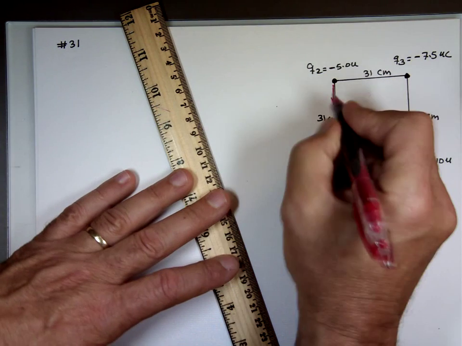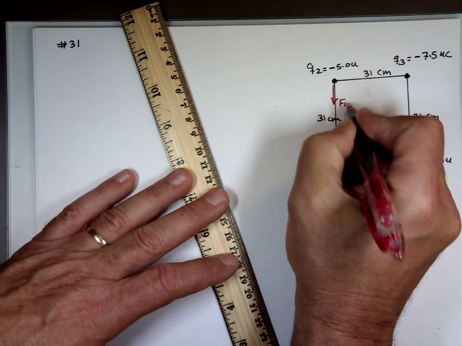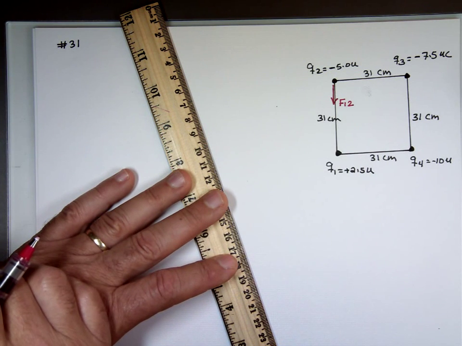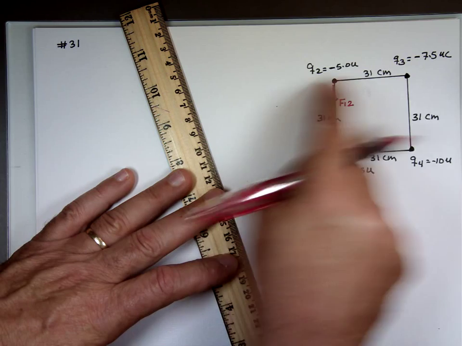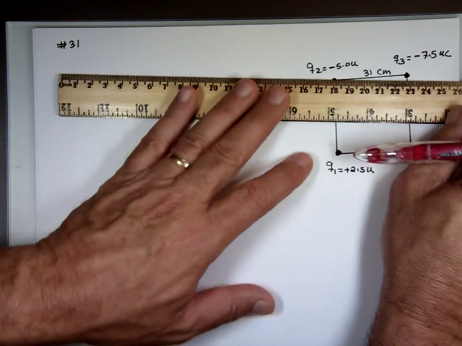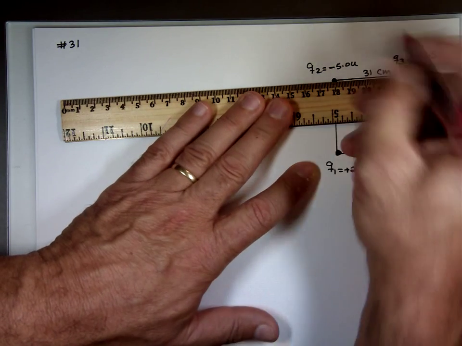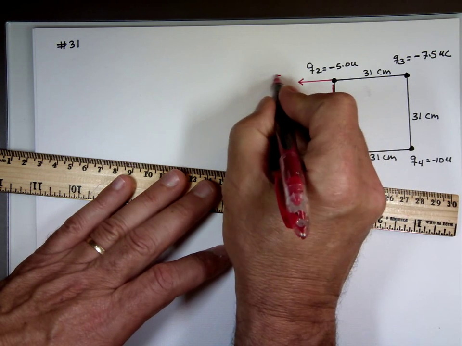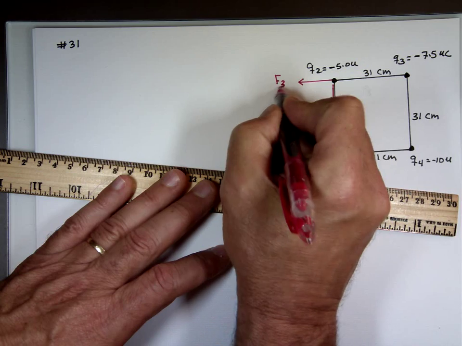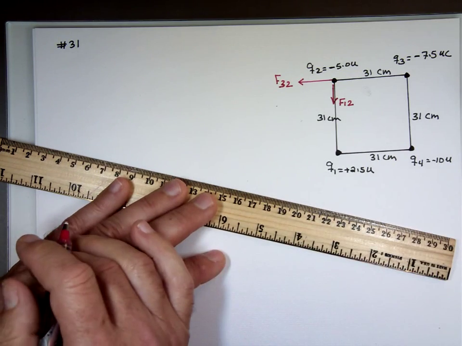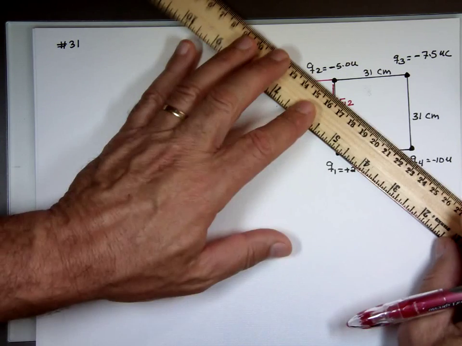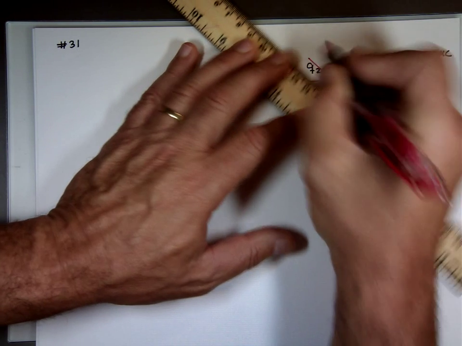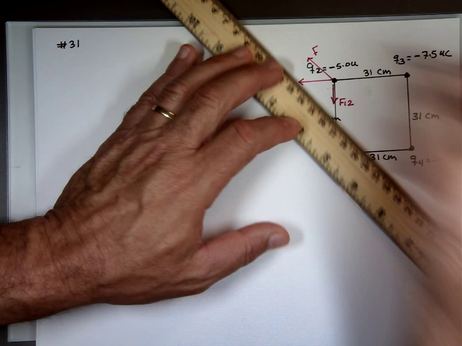We'll call it F1 on 2, charge 1 on charge 2. Charges 3 and 2, notice they're the same sign. They're going to be pushing on each other. There's going to be a force pushing in this direction. We'll call it F3 on 2. These guys are the same direction, so we have a force pushing away from it. That's F4 on 2.